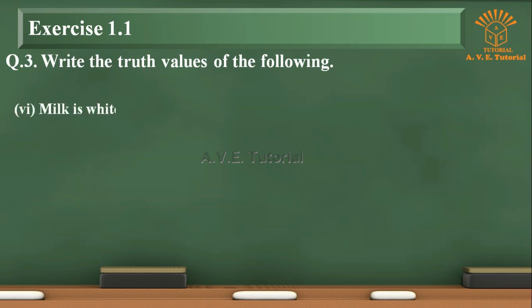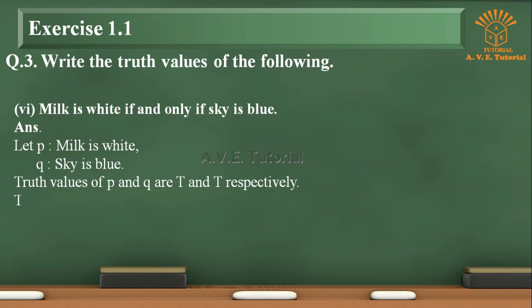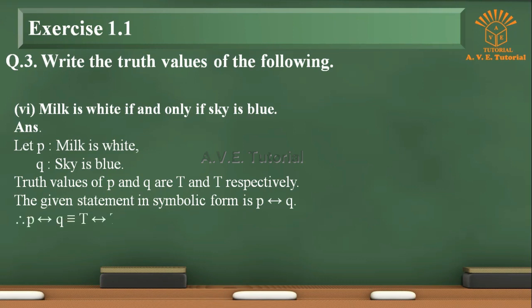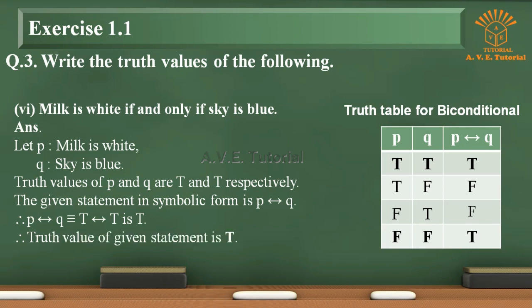Sixth, milk is white if and only if sky is blue. Answer. Let statement P be, milk is white. Statement Q, sky is blue. Truth values of P and Q are true T and true T respectively. The given statement in symbolic form is P biconditional Q. Therefore, P biconditional Q is equivalent to true T biconditional true T is T, as per truth table. Therefore, truth value of given statement is true T.